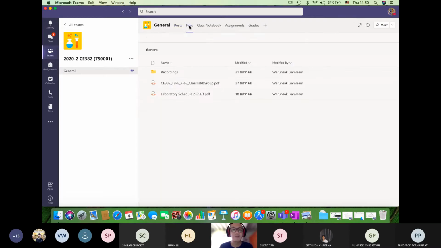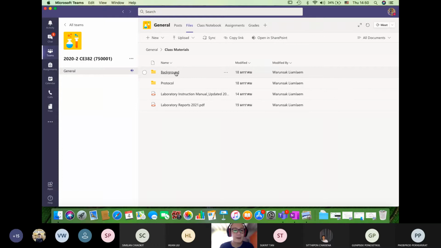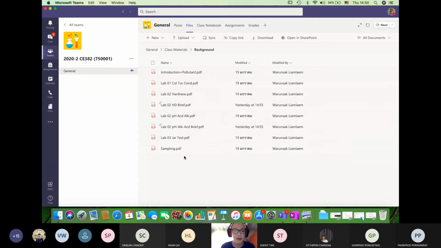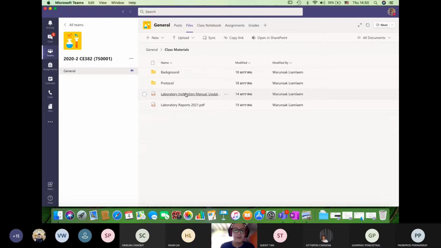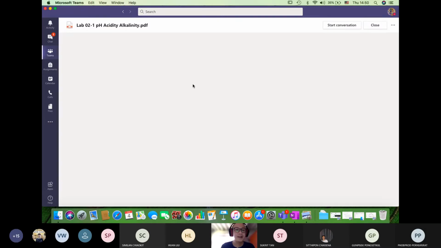Okay, so just come to the files. You will find the class information in the class material background. I have already put all this information in there. The hardness and the brief introduction about the hardness, same as the alkalinity and acidity. So these two files will be very useful for you. Then for the procedure, pH, alkalinity, and acidity.